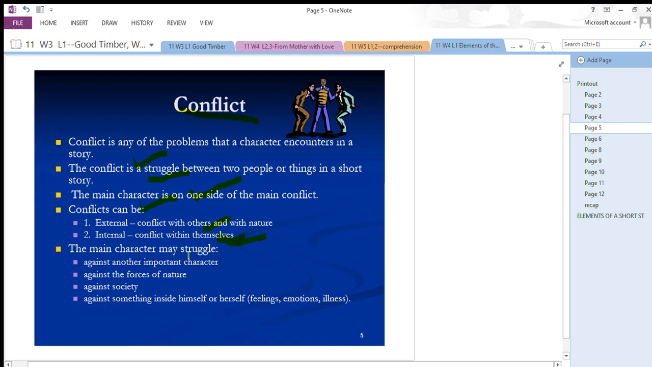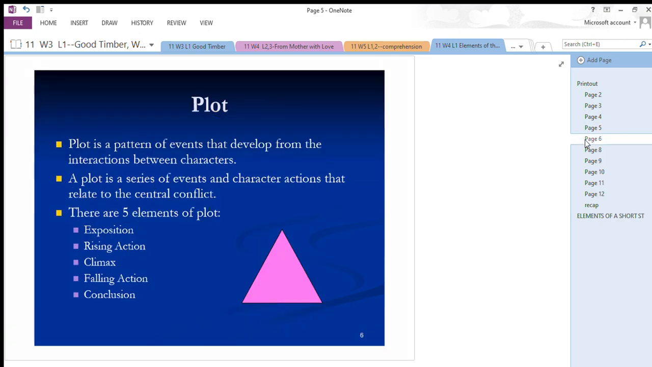The main character may struggle against another important character. The conflict can be between two characters. It can be against the forces of nature. It can be against society if this is a social issue. It can be against something inside himself or herself, like feeling, emotions, or illness. So these are the different types of conflict that might occur in the play or story.